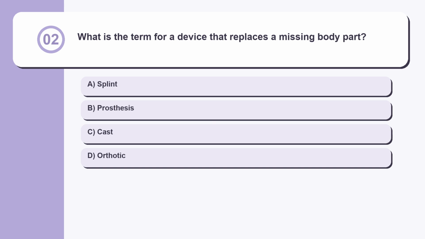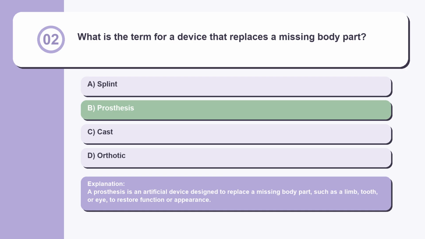Question 2. What is the term for a device that replaces a missing body part? Splint, prosthesis, cast, orthotic. A prosthesis is an artificial device designed to replace a missing body part, such as a limb, tooth, or eye, to restore function or appearance.